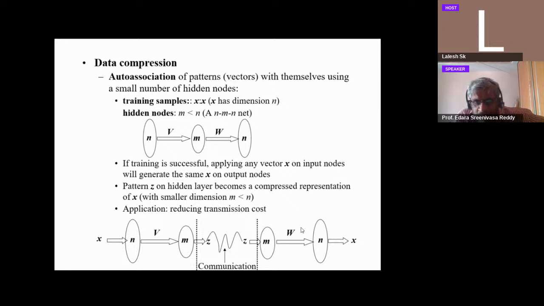That was for the XOR operation. Here we are taking N, M, N. N is the number of nodes in the input, and M is the number of hidden nodes, which is less than the input nodes. Similarly, N is the number of output nodes. We are getting the same output, but it is compressed. How it is compressed: we are using a smaller number of hidden nodes. That means whatever unnecessary data there is will be removed at the hidden nodes.